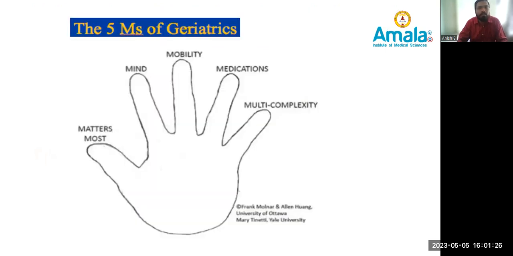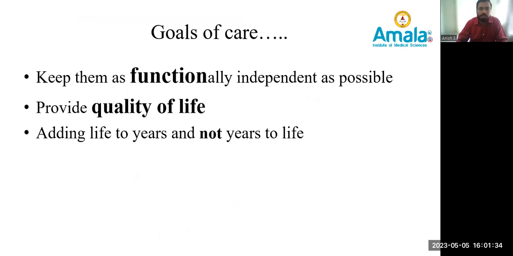So again, to reinforce, there are the 5 M's that matter most: mind, mobility, medications, and multi-complexity. The goals of care are to keep them as functionally independent as possible and provide quality of life. It's about adding life to years and not years to life. It's not about keeping people alive for years and years, but keeping them alive with appropriate quality of life.